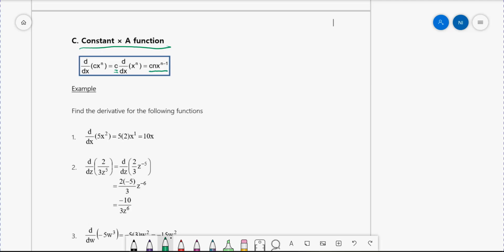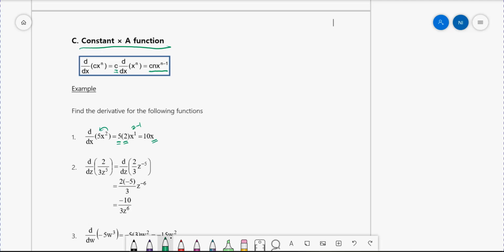For example, the first one, differentiate 5x power of 2 with respect to x. So 5 is the constant, 2 is the power which we bring forward. And then x power of 1 because 2 minus 1. Simplifying, it is equal to 10x.